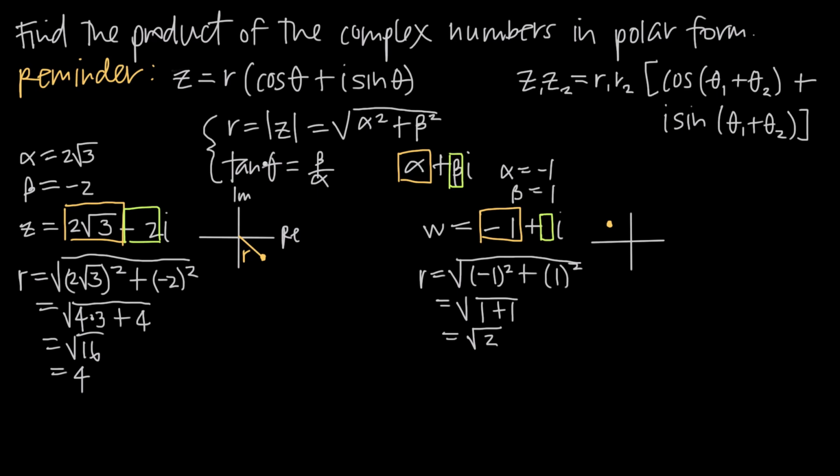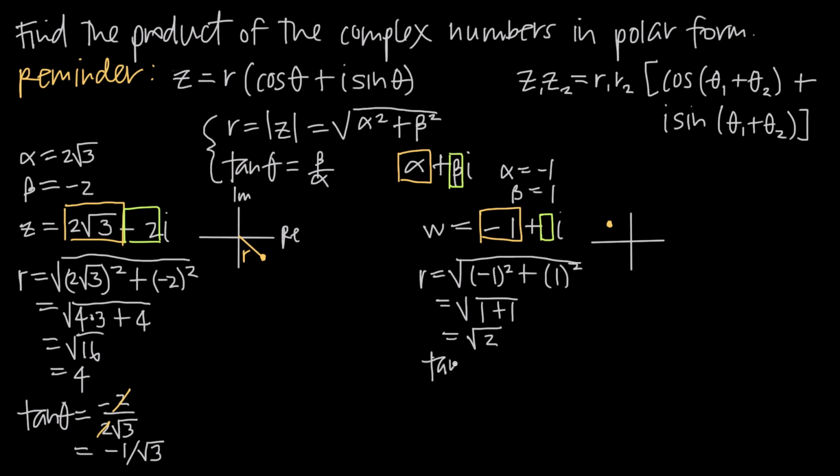Now we need to find both values for theta, and we start with this formula. Tangent of theta is equal to beta over alpha. So we're going to say tangent of theta is equal to beta, in this case negative 2, divided by alpha, 2 square root 3. When I simplify here, I'm going to get my 2's to cancel, leaving me with just negative 1 over square root 3. We'll come back to that in a second to solve for the value of theta, but before we do, we'll get tangent of theta over here for the other complex number.